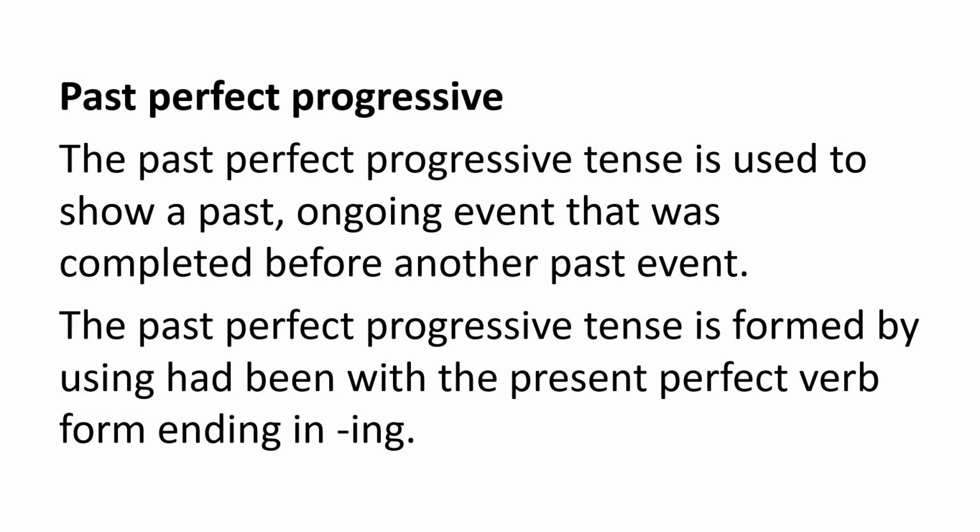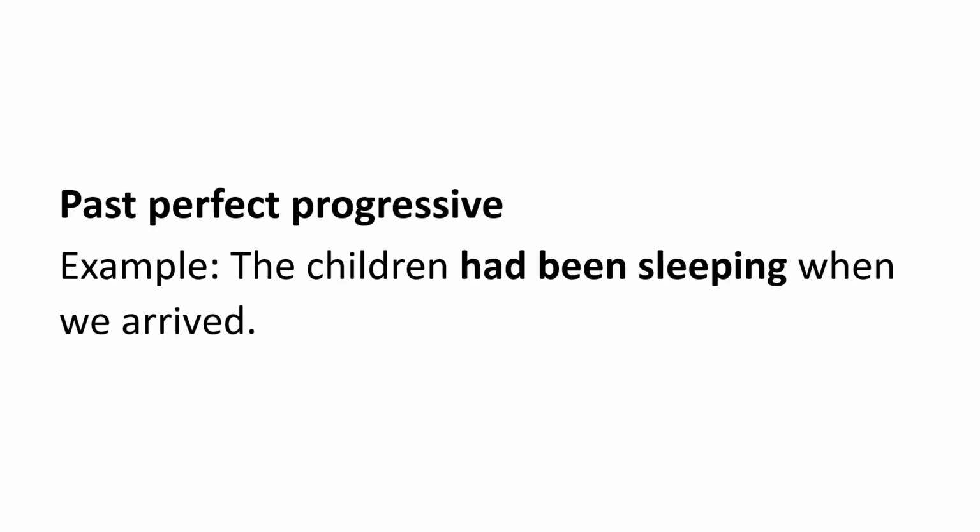Past perfect progressive tense is used to show a past ongoing event that was completed before another past event. The past perfect progressive tense is formed by using had been with the present perfect verb form ending in ing. Example, the children had been sleeping when we arrived.